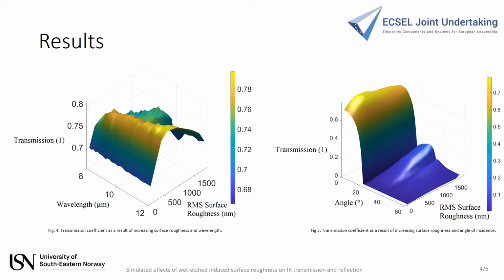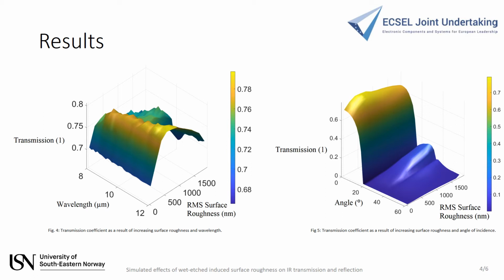This peak in transmission can actually also be observed in the angle of incidence sweep, figure 5 on the right here, if we look at 500 nanometers at 0 degrees incidence angle. Now, continuing to look at figure 5, which is the angle of incidence sweep, we see that as the angle of incidence increases, the transmission coefficient drops to 0 at approximately 20 degrees, which corresponds to total internal reflection.